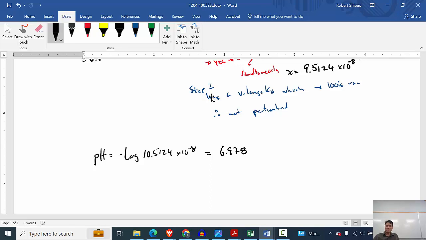Which is acidic or basic? Neutral, almost neutral, but acidic or basic? Acidic. Would you drink this? Yeah, I'd drink this, no problem. You probably drink worse than this. You drank that tap water.